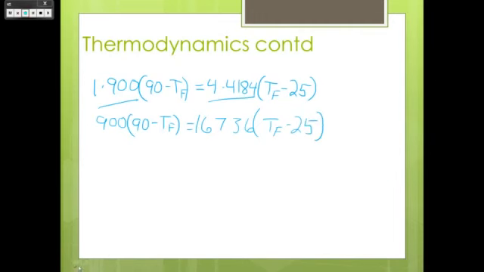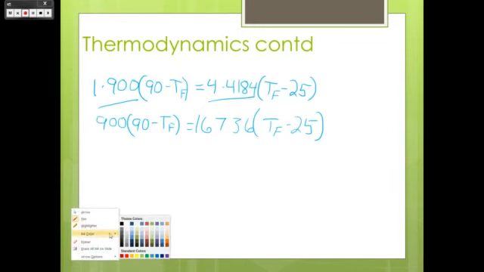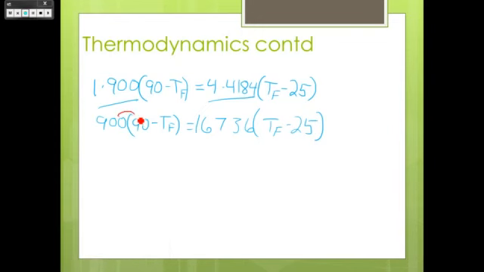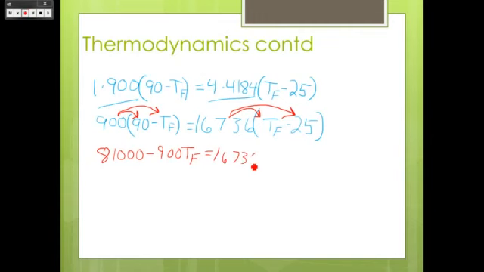So now the next step, looking at this, I have yet another multiplication to do, but we need to distribute through the parentheses. So 900 times 90 is going to be 81,000 minus 900 TF, and then here I have 16,736 TF minus 418,400.